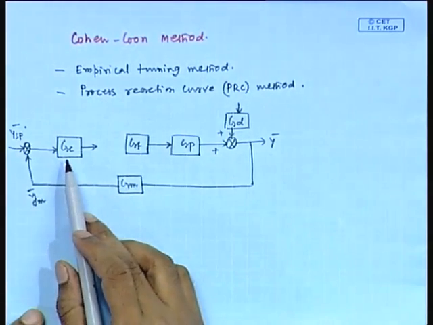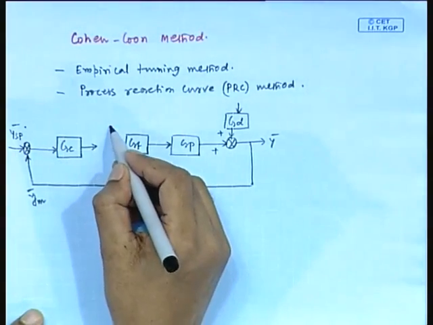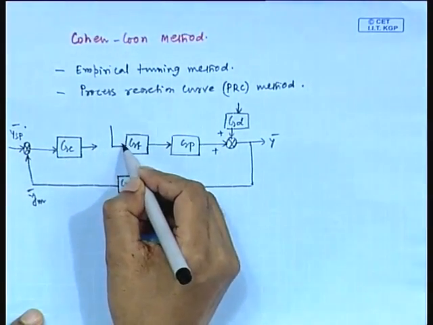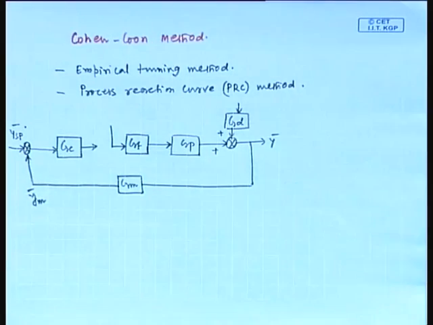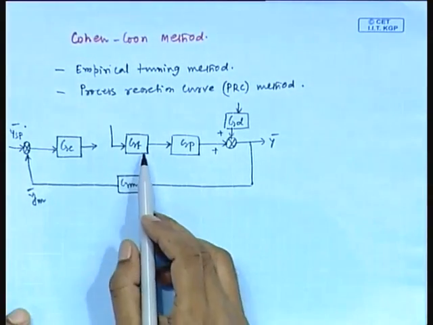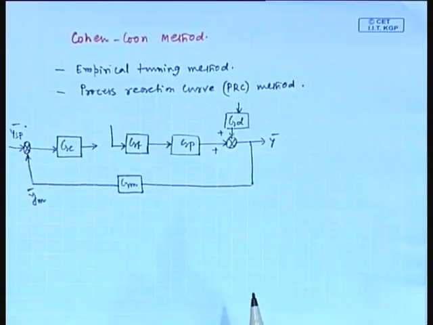Now, according to this Cohen Kun method, the closed loop block diagram is opened by disconnecting the final control element from the controller. According to the Cohen Kun method, this loop is opened by disconnecting the final control element from the controller.